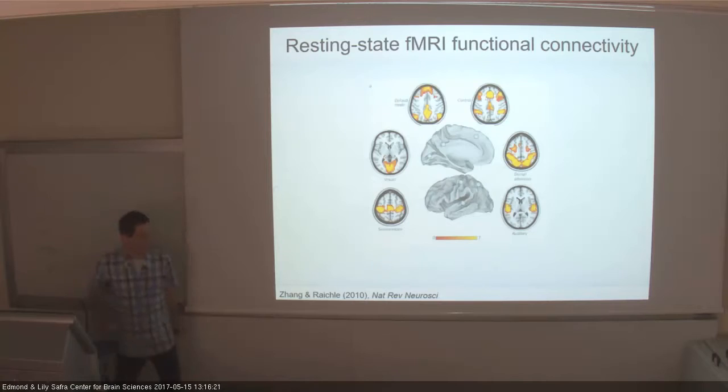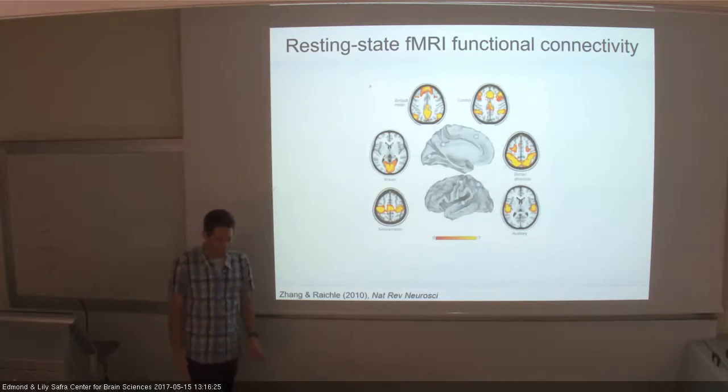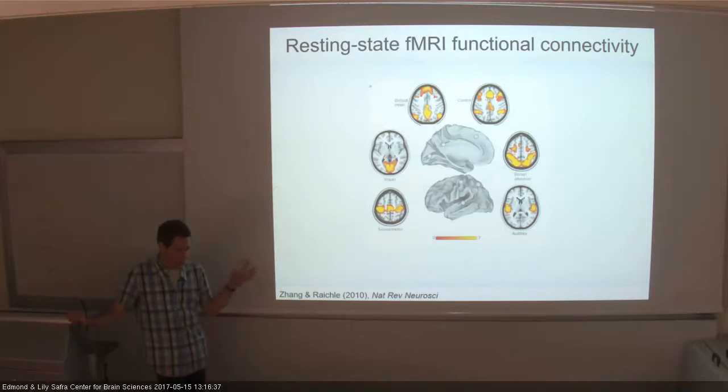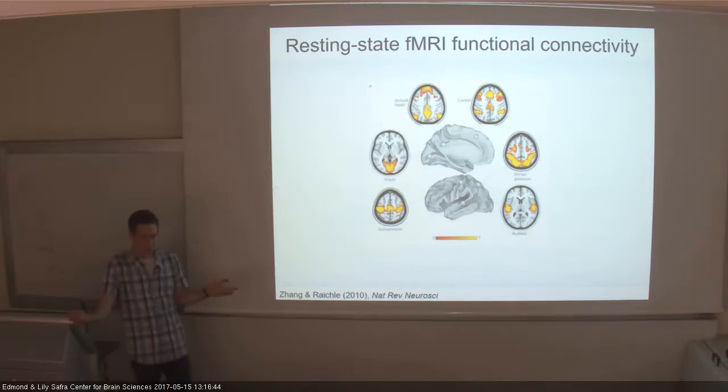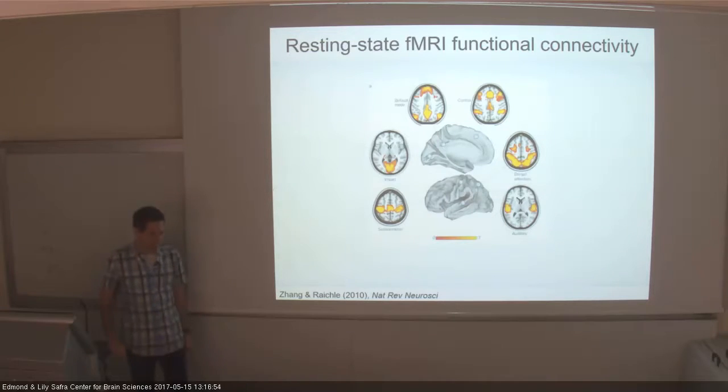So do you instruct the subject to do the same thing every time? There are different styles. I usually instruct them to think about whatever they want and leave their eyes open. There are differences in the amount of connectivity in each network if you ask them to think about whatever they want, or to think about something specific or not think about anything, or if the eyes are open or closed. So it does matter, but you still see the same networks.